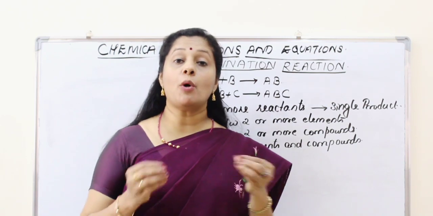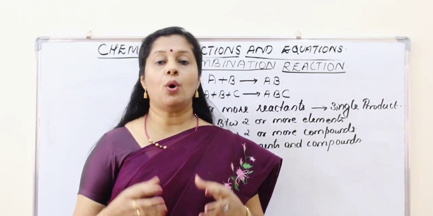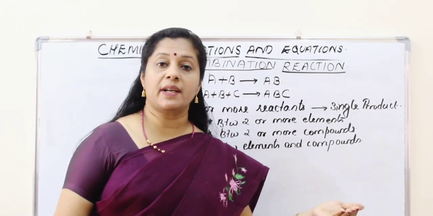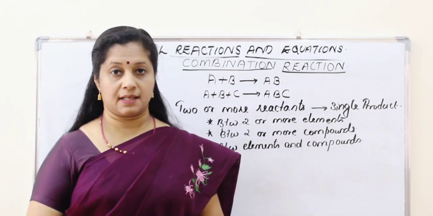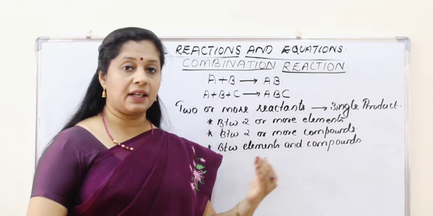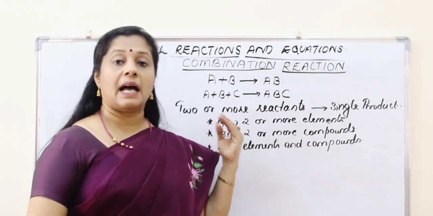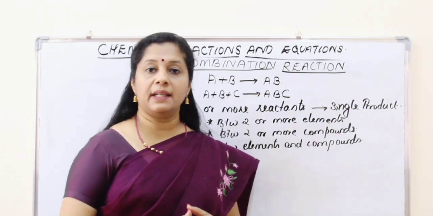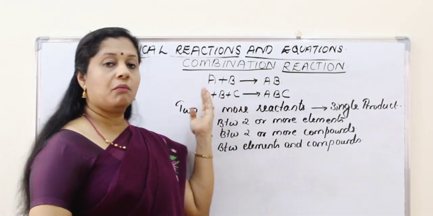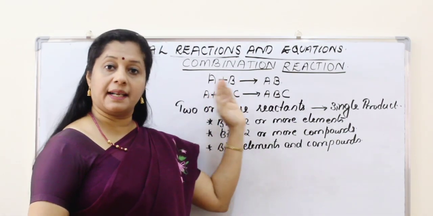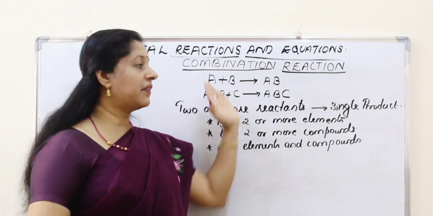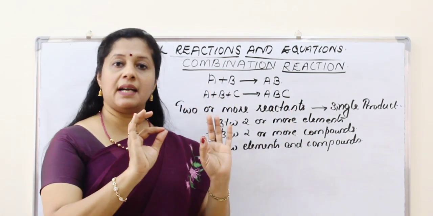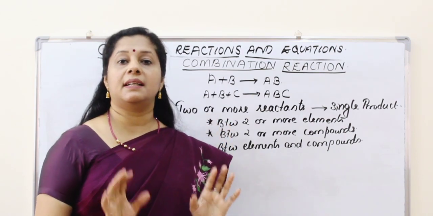From the name itself, combination means combining. So 2 or more reactants can combine. And how many products do we get? A single product. We know that reactants are written on the left hand side of the equation and the product is written on the right hand side. So whenever you look at the equation, you will find more reactants connected by a plus sign on the left hand side, but on the right hand side you will see only one product. So if you see a reaction like this, immediately you can say that it is a combination reaction.